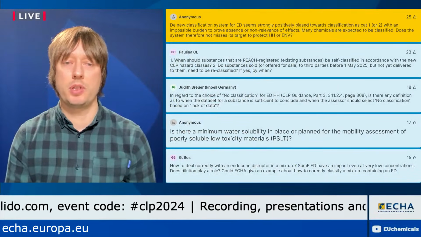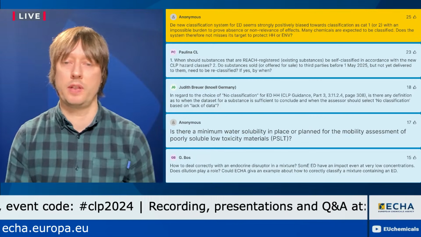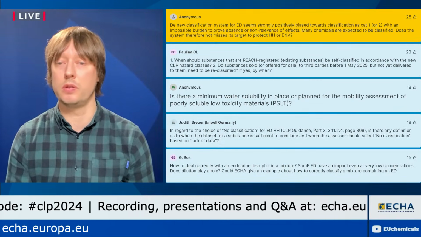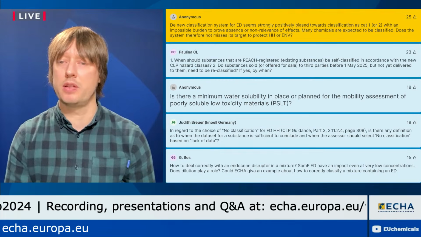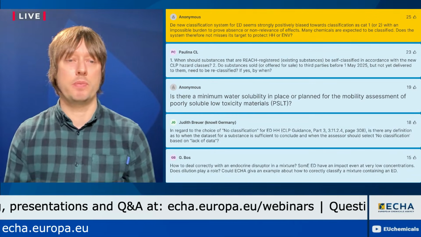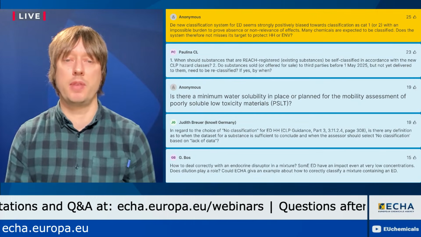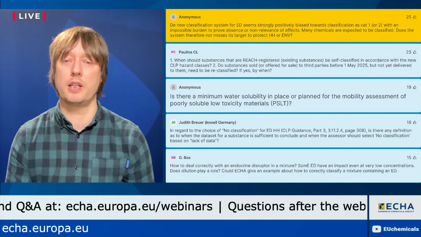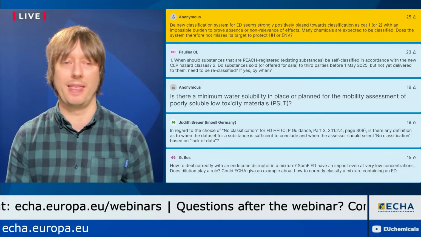Thank you, Costas. So the next question we have here. The new classification for ED seems strongly positively biased towards classification in category 1 or 2, with an impossible burden to prove the absence or non-relevance of effects. Many chemicals are expected to be classified. Does the system therefore not miss its target to protect human health or the environment?